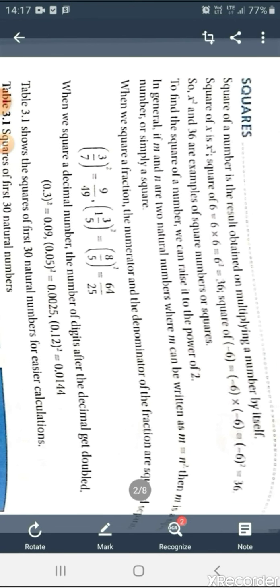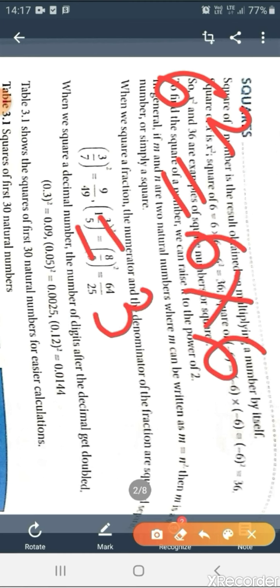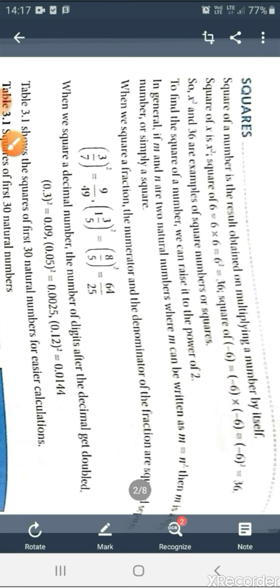Square of a number is the result obtained on multiplying a number by itself. Let's say you want to find the square of 6. So we will write it as 6 square. It can be written as 6 multiplied by 6, and 6 sixes are 36. So the square of 6 is 36. So these are squares.